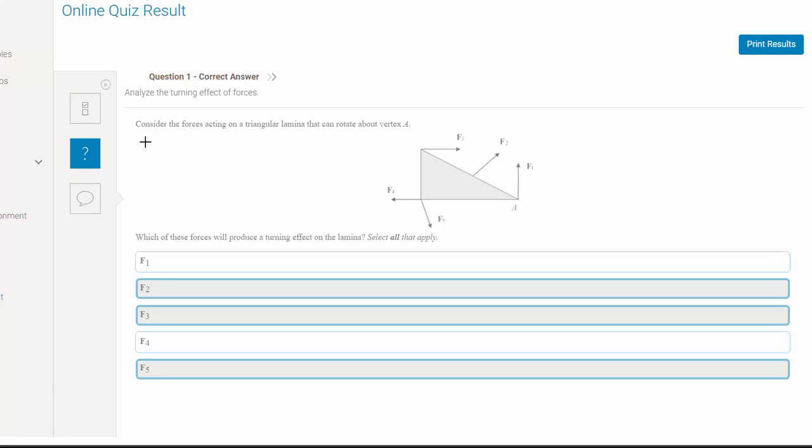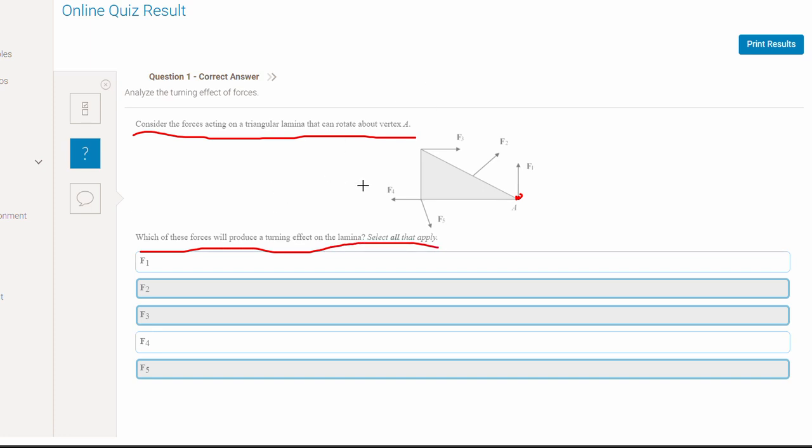Today we are going to be doing the Physics Week 7 quiz for the AMS tomorrow. So let's get started. Consider the forces acting on a triangular lamina that can rotate about vertex A. Just to keep in mind, vertex A is your axis of rotation or fulcrum, same thing. Which of these forces will produce a turning effect on the triangle?